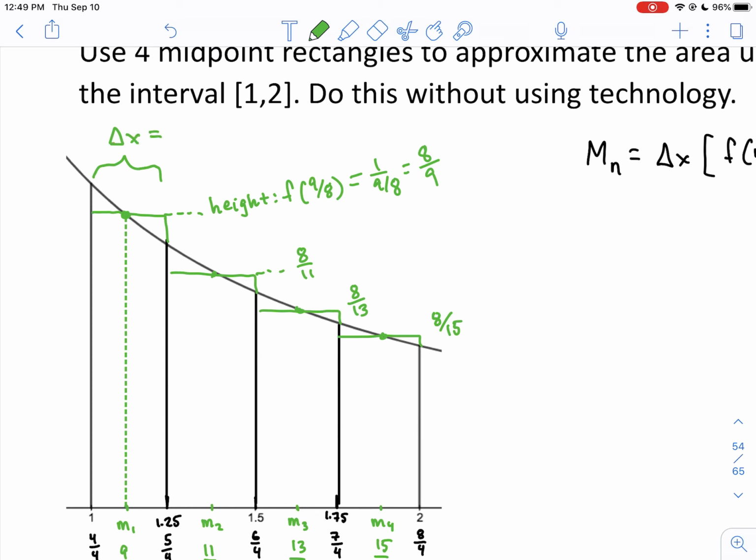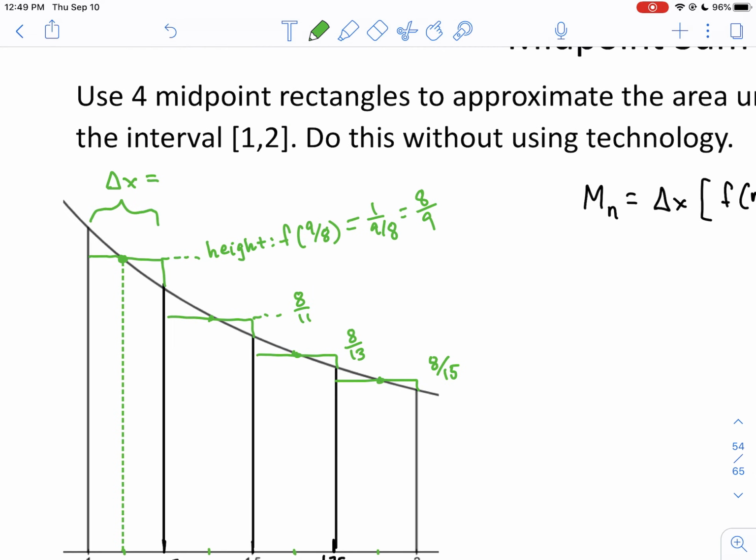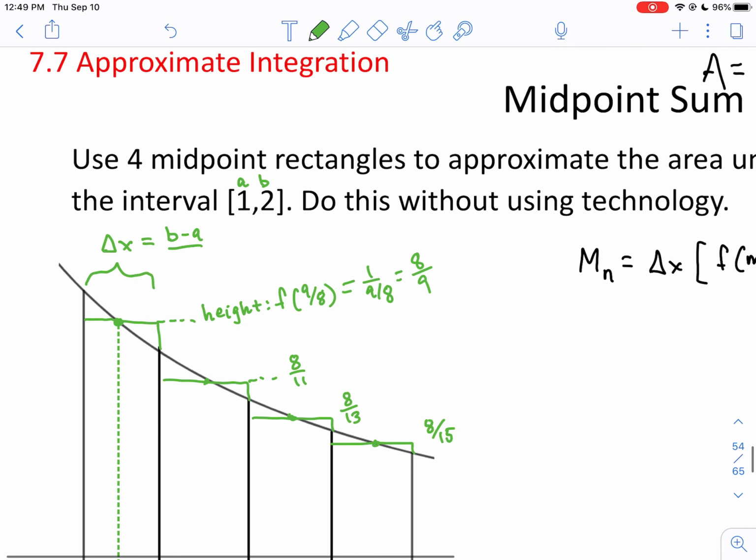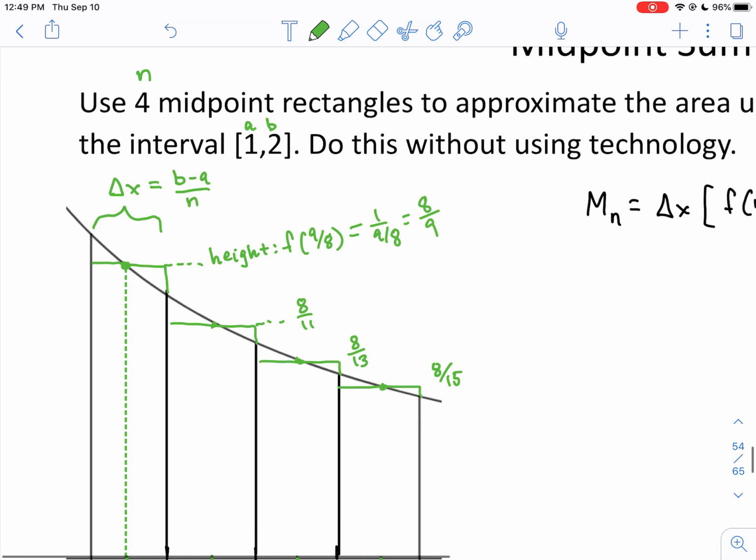And one way to find that is to take your overall interval and figure out how wide it is. Sometimes these are referred to as a and b as the interval. And so the general formula would be b minus a, but then divide that by how many rectangles you're using. So divide that by 4. And sometimes we'll use an n to stand for how many rectangles you're using. So the general formula for finding delta x would be b minus a over n. And in this case, that would be 2 minus 1 over 4, or in other words, a quarter.